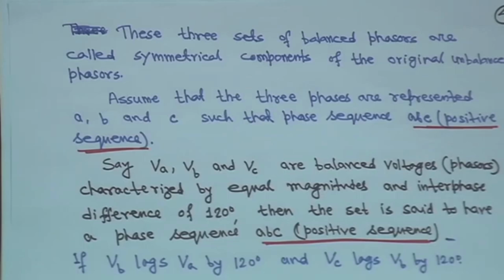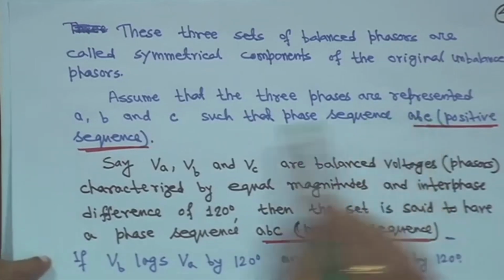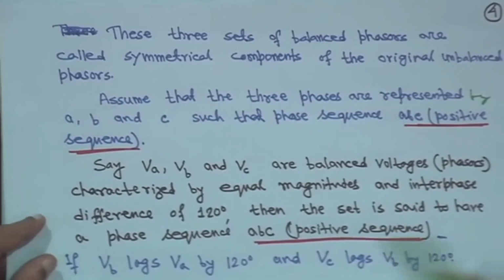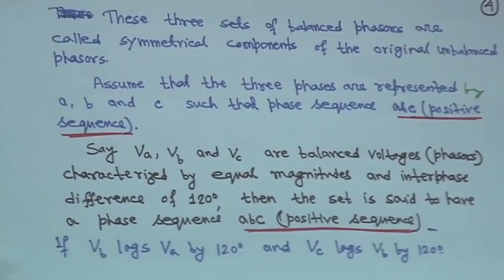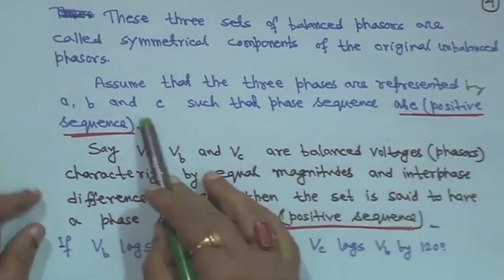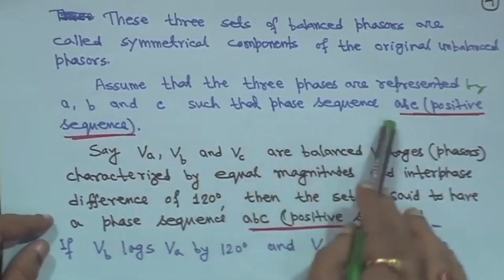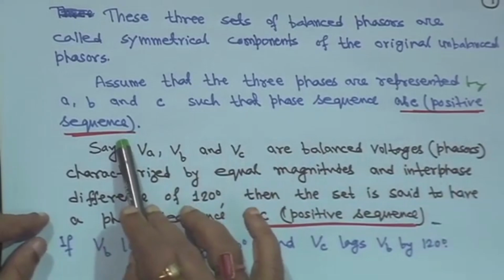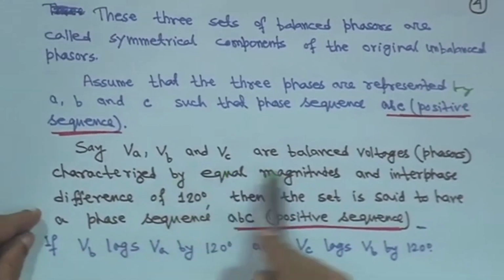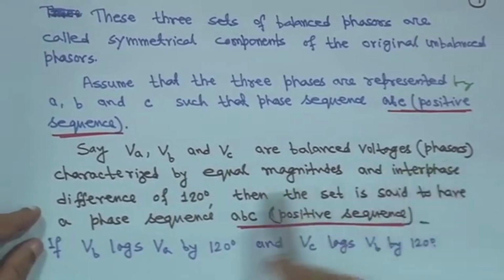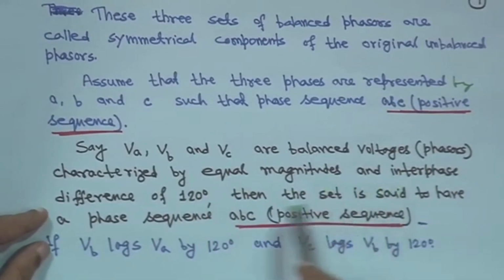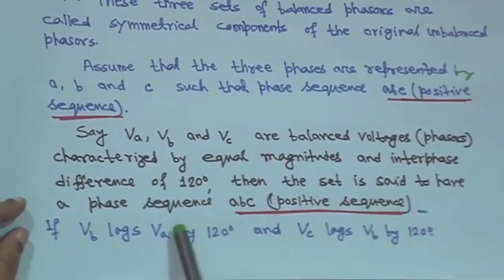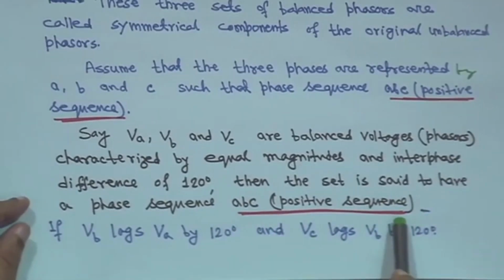So, assume that the 3 phasors are represented by A, B, C, such that phase sequence A, B, C is called positive sequence. This you know already, we have done it, right. So, this is the 3 phase system, this is A, B, C. So, A, B, C sequence is actually positive sequence. Now, say V A, V B, V C are balanced voltage phasors, characterized by equal magnitude and interphase difference of 120 degree. This also you know. Then the set is said to have phase sequence A, B, C or positive sequence, right.